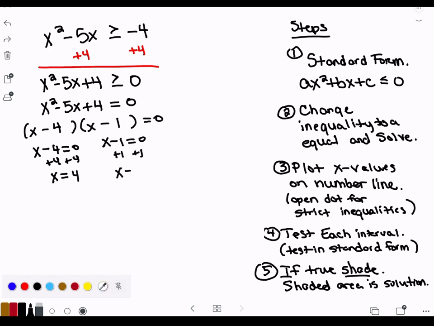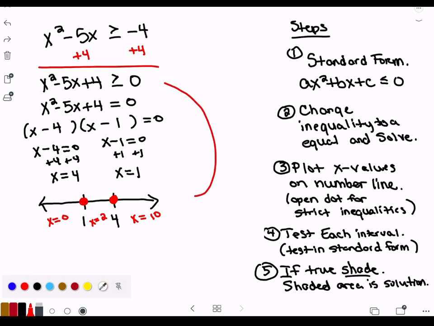And when I factor, I set each one of my parentheses equal to 0. I end up getting 4 and 1. So I put those values on a number line. I put closed dots because it's greater than or equal to. And now I'm picking values in each one of my intervals to test in the standard form. So I pick 0 first because that's in the first interval. I plug it in. I end up getting 4 is greater than 0. True, okay? So we want to shade that area since it's true.